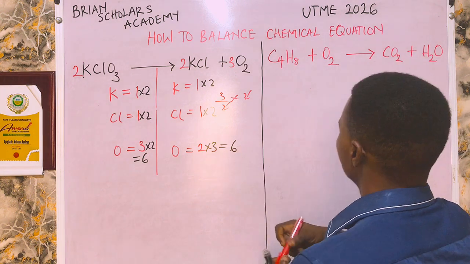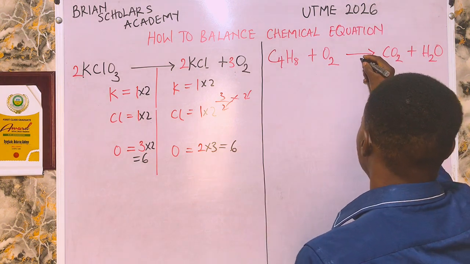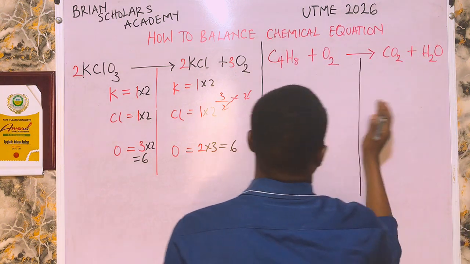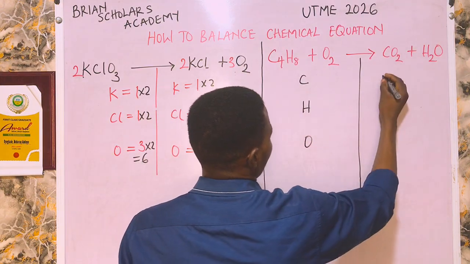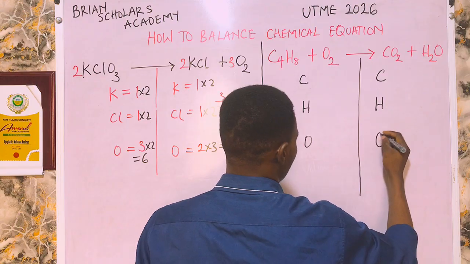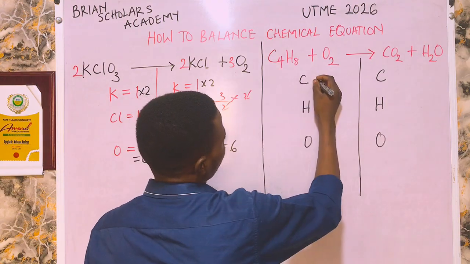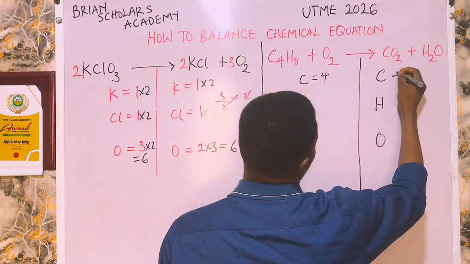So similarly, I'm going to draw a vertical line here, then list out the elements here and there. I'm going to have carbon here, hydrogen here and also oxygen. Here I'm having carbon, hydrogen and also oxygen, right? Now how many carbon do we have here? That's 4. Then how many do we have here? We have 1, right?